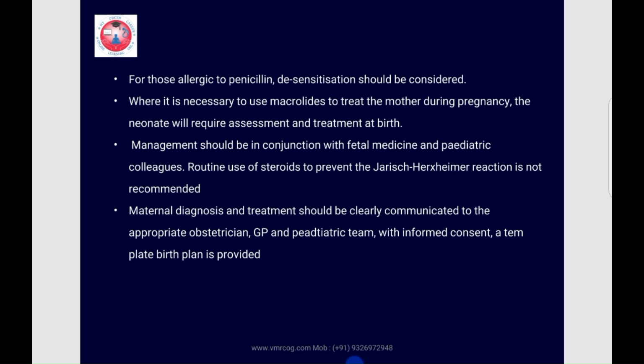Routine use of steroids to prevent the Jarisch-Herxheimer reaction is not recommended. So there is multidisciplinary team involvement in managing the case. The GUM clinic, the GUM consultant is involved, fetal medicine and pediatric colleagues are to be involved, and a syphilis birth plan is to be formed.